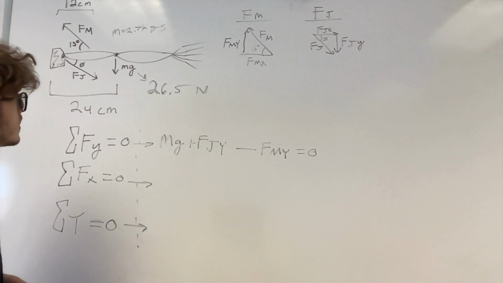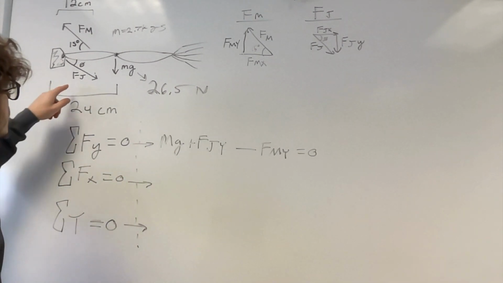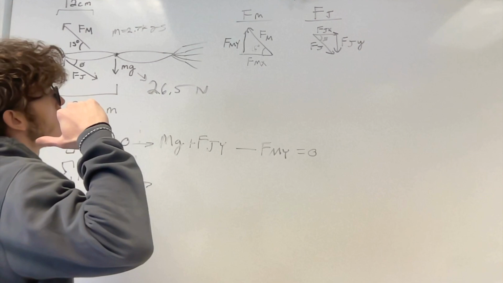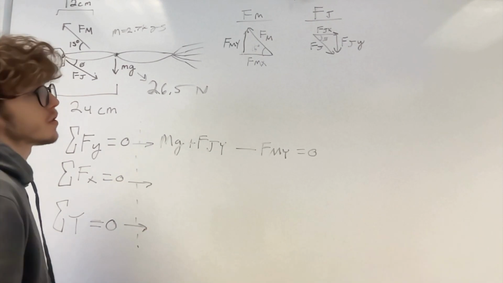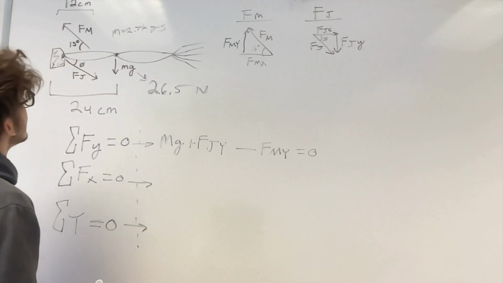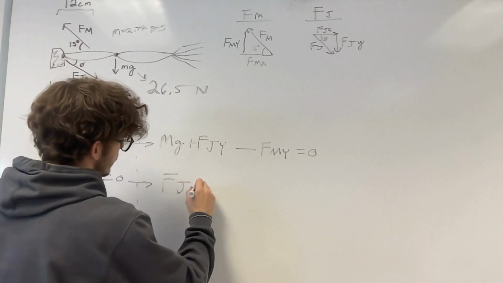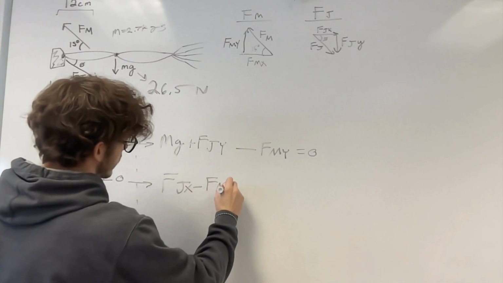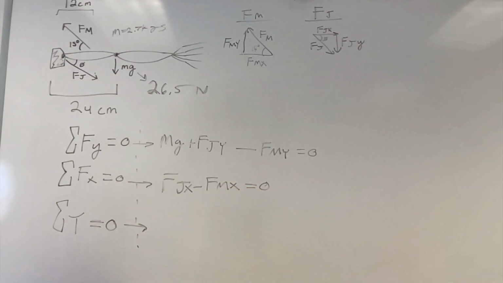We can write that as, well, there's no mg, so it's only going to be our two vectors here. F_m is pointing backwards, F_j is pointing forwards. We'll make the forwards direction positive. So F_j of x minus F_m of x is equal to 0. We could also write that as F_j of x is equal to F_m of x. We'll see if we need that in a little bit.